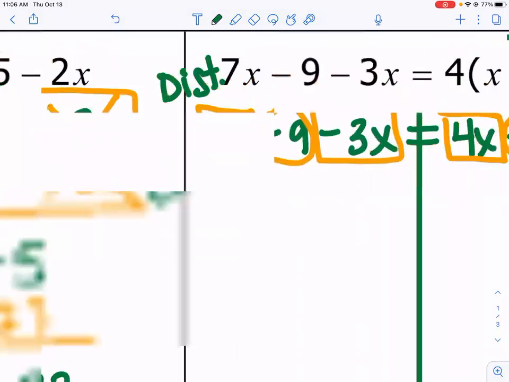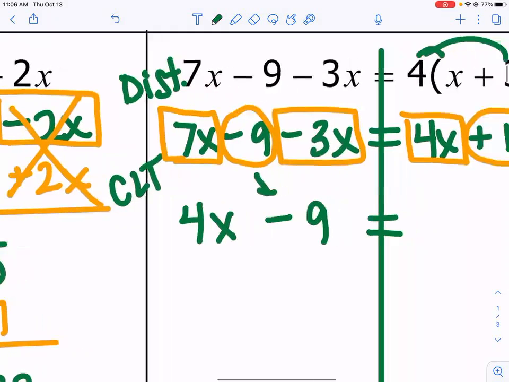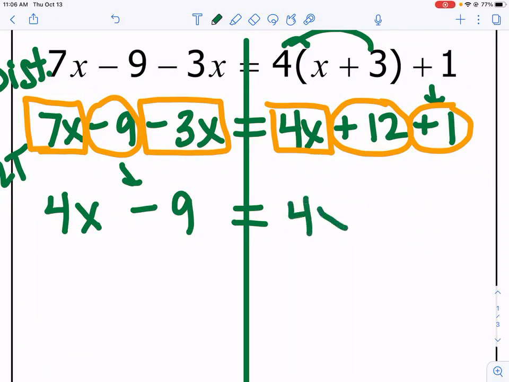Okay, over here, what can we combine? We have 7x minus 3x. What is that, Bennett? So we have 4x, and then we still have that minus 9, right? Okay. On the right side, well, it looks like I only have one variable term, so I'm going to keep 4x, but then I have two constants. We have 12 plus 1.